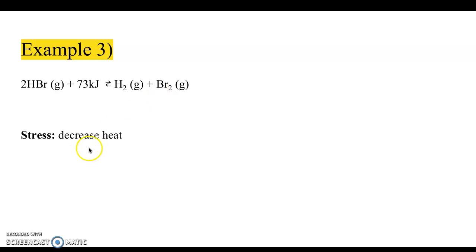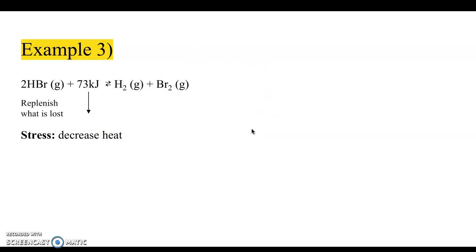So for example, our stress is there is a decrease in heat. Our system has been cooled down. Very much like concentration, you can pretty much treat temperature as another reactant or product, but when we see a decrease in heat, that heat has to be replenished by the equilibrium. It's going to try to return back to its quote-unquote normal state.